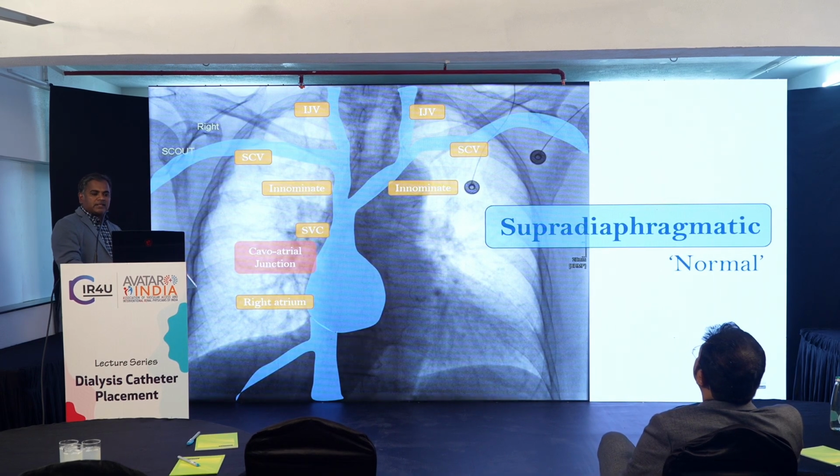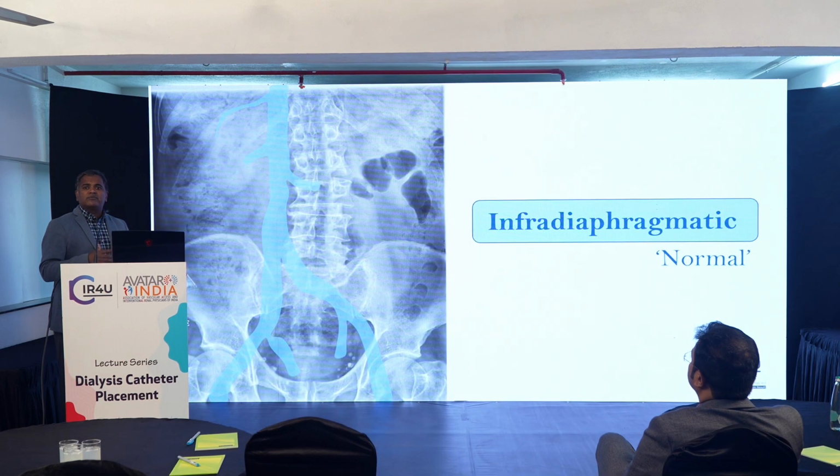And the one specific thing that you see on the screen is the cavo-atrial junction. This is very important, especially when placing a dialysis catheter. We'll talk about this more elaborately in the coming lectures. And the second one is infradiaphragmatic, the anatomy below the diaphragm.